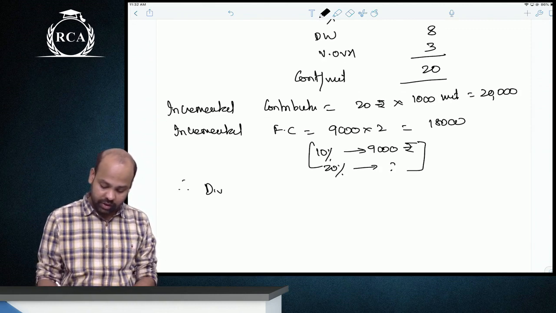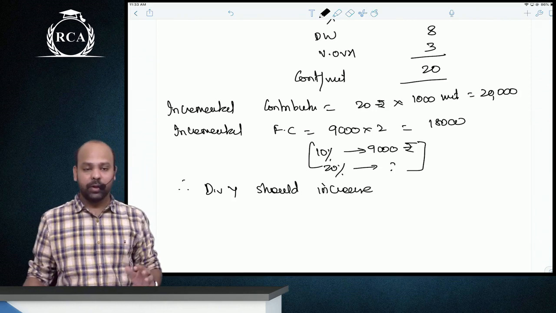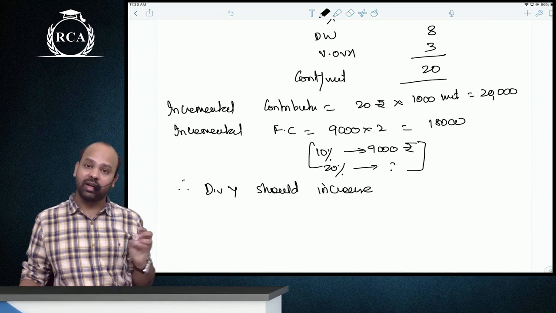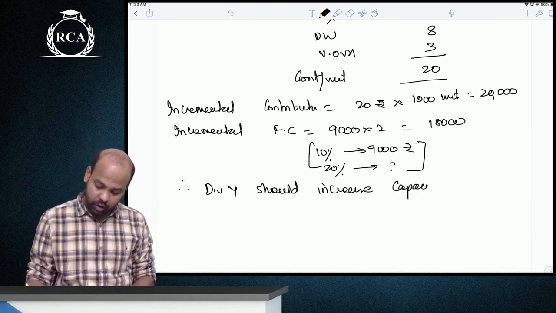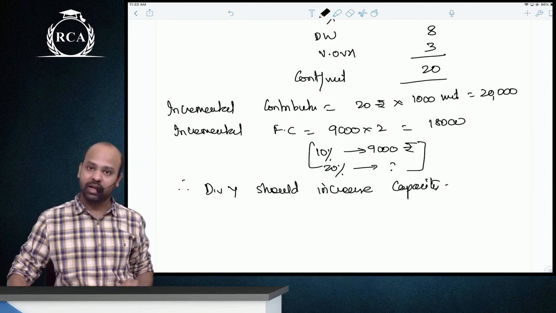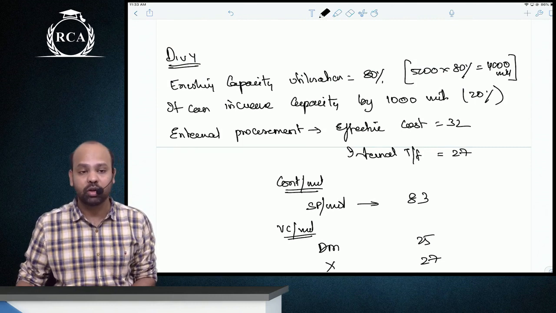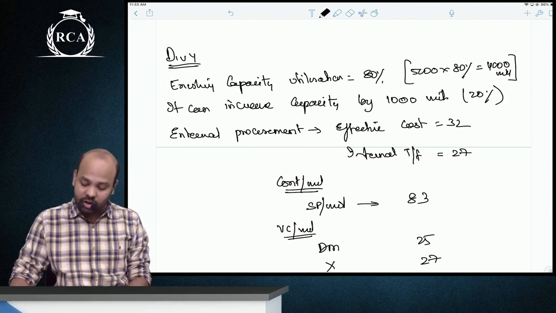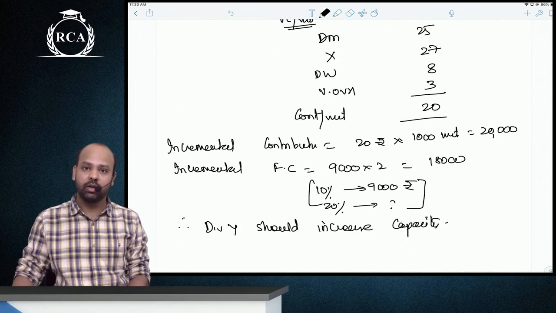Therefore, Division Y also should increase capacity. They should procure from Division X because it is resulting in additional profits to them. Two advantages here. They should increase their capacity, and the other reason is that their contribution per unit is increasing. Earlier they would have made only 15 rupees contribution per unit, but now that has come to 27 rupees. Understood?